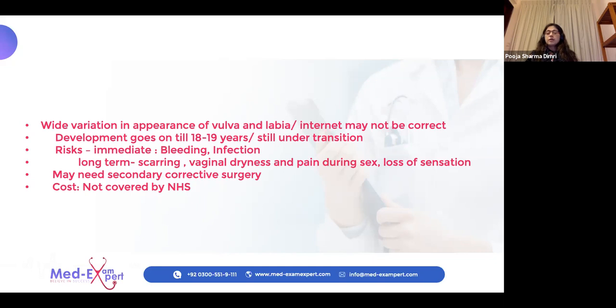The cost is not covered by the NHS. It's like 1,000 to 2,000 pounds. So do not be entirely dismissive of her, but give your opinion. I don't think I have written anything else for that. Basically, rule out any physical symptoms like irritation, discomfort during physical activity, discomfort in wearing tight-fitting clothes and inserting tampons. That shows you if there is any functional problem associated with it.